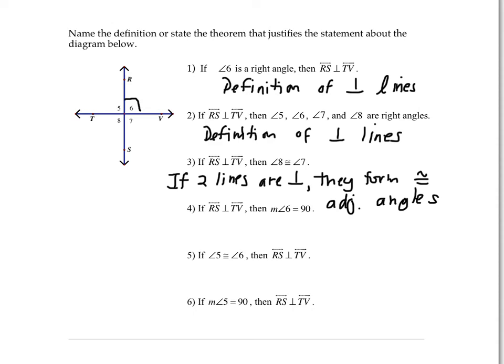Number 4 says, if line RS is perpendicular to TV, then the measure of angle 6 is equal to 90 degrees. And that goes back to the definition of perpendicular lines.